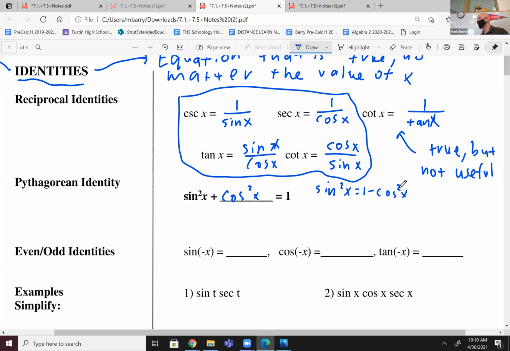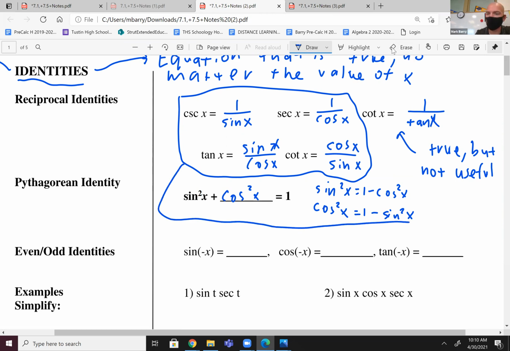If you look at it, it's really the same identity. I just moved something around, correct? So I haven't really changed it. And then the other one is if I keep the cosine squared on the left-hand side and I subtract the sine squared over instead, that's going to be useful as well. So these are the three versions of the Pythagorean identity that we're going to be using a lot of.